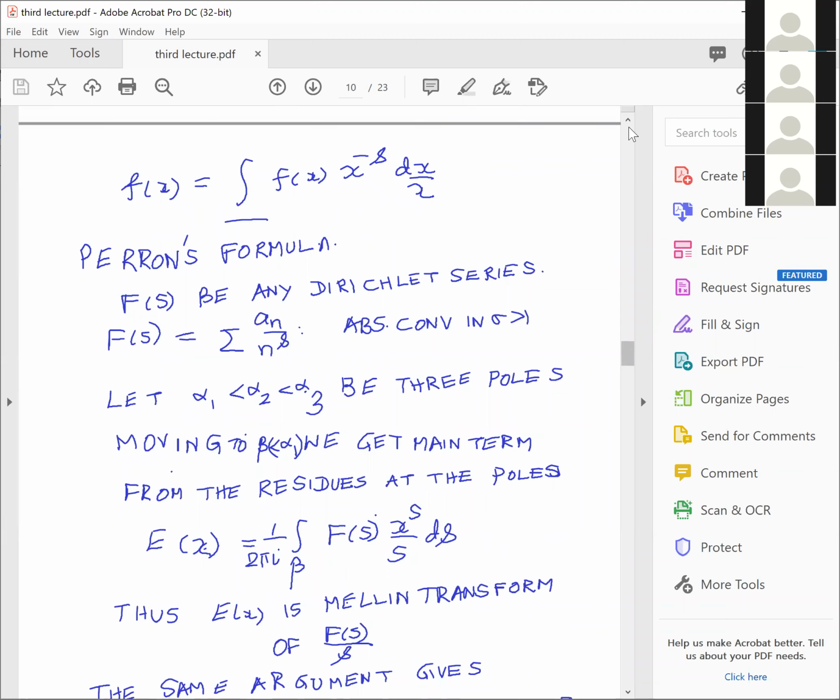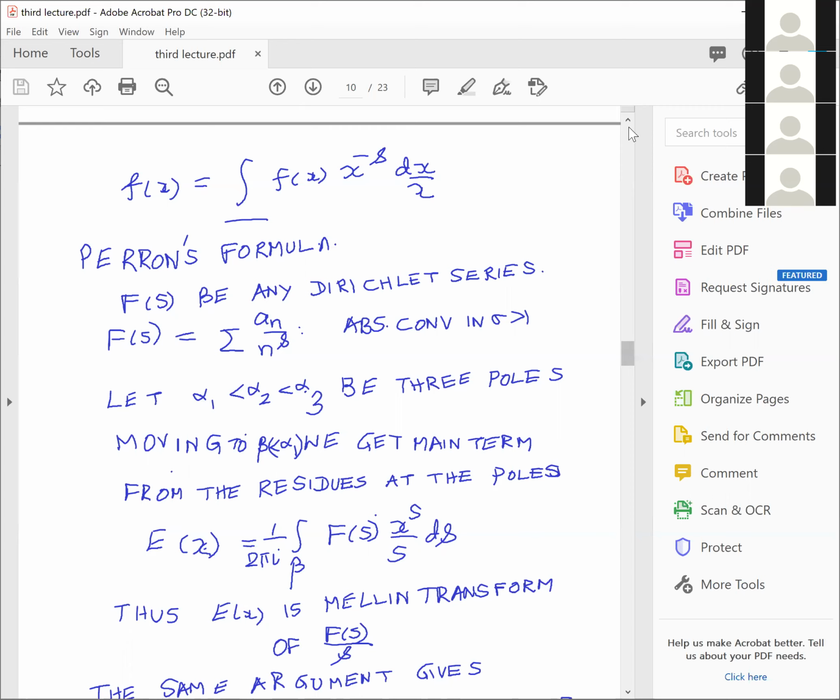In Perron's formula, you start with an integral, which is 1 over 2 pi i, c minus i infinity to c plus i infinity, f of s, x power s, ds. And once you have an idea about the poles, you cross the poles. Once you cross the poles towards the left, you get at every pole the main term coming from the residues. Then you stop there, and the integral on the left side gives you the error term. Therefore, E of x equals 1 over 2 pi i integral over that line beta of f of s x power s by s ds. This is the standard Perron's formula.